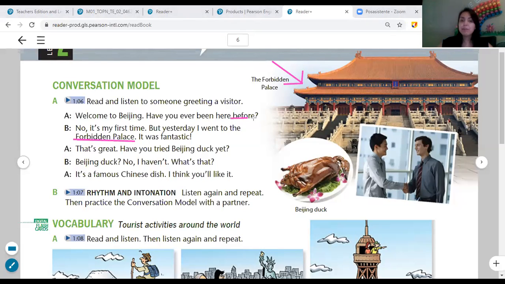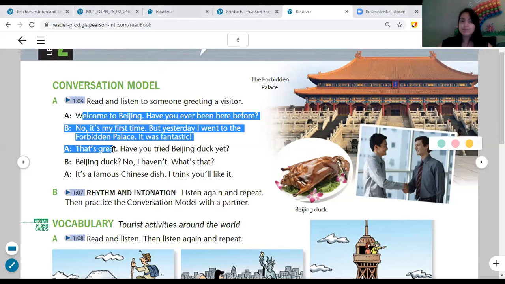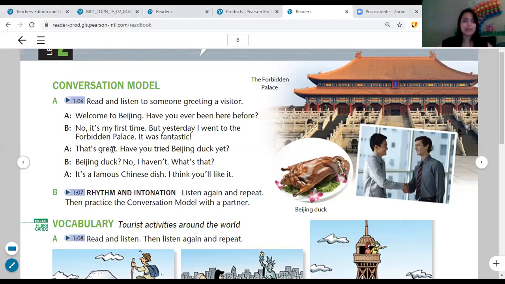Have you been here before? No, it's my first time. But yesterday I went to the Forbidden Palace. It was fantastic. That's great. Have you tried Beijing duck? ¿Qué es este pato de aquí, ven? Beijing duck? No, I haven't. What is that? It's a famous Chinese dish. I think you'd like it. Any questions here in this vocabulary? No? Okay.